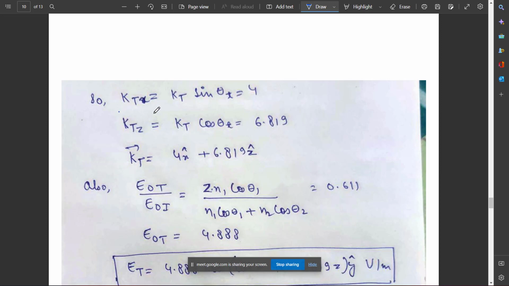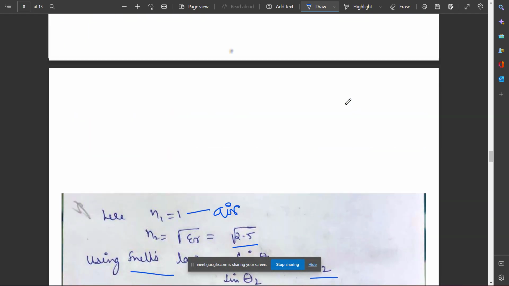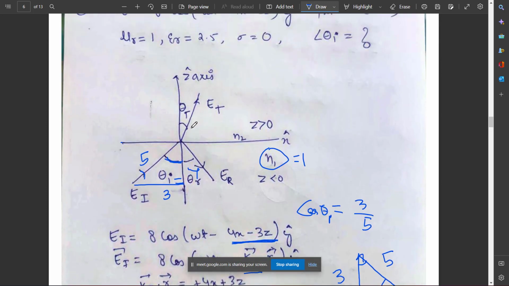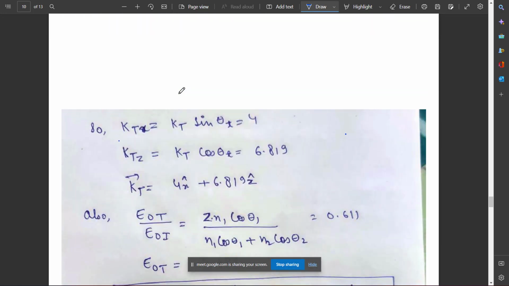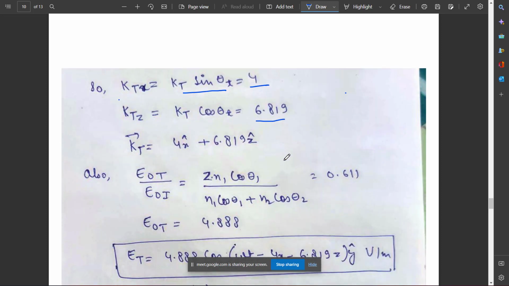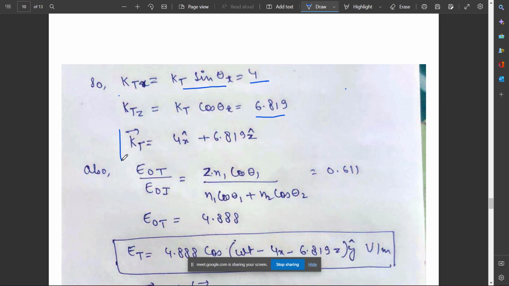So once एक बार kt आ गया, kt मिल गया, right? हाँ, डायरेक्शन प्रोपोगेशन kt मिल गया हमें. तो वो थीटा 1 थीटा 2 ऑलरेडी पता, x डायरेक्शन एंड kt इन z, तो ही किया है यहाँ पे. So kt for x direction will be kt sin theta t, and kt in z direction will be kt cos theta 2, which is equal to 6.819. So the whole kt vector will be equal to 4x cap plus 6.819 z cap. Okay, is there any doubt till here?